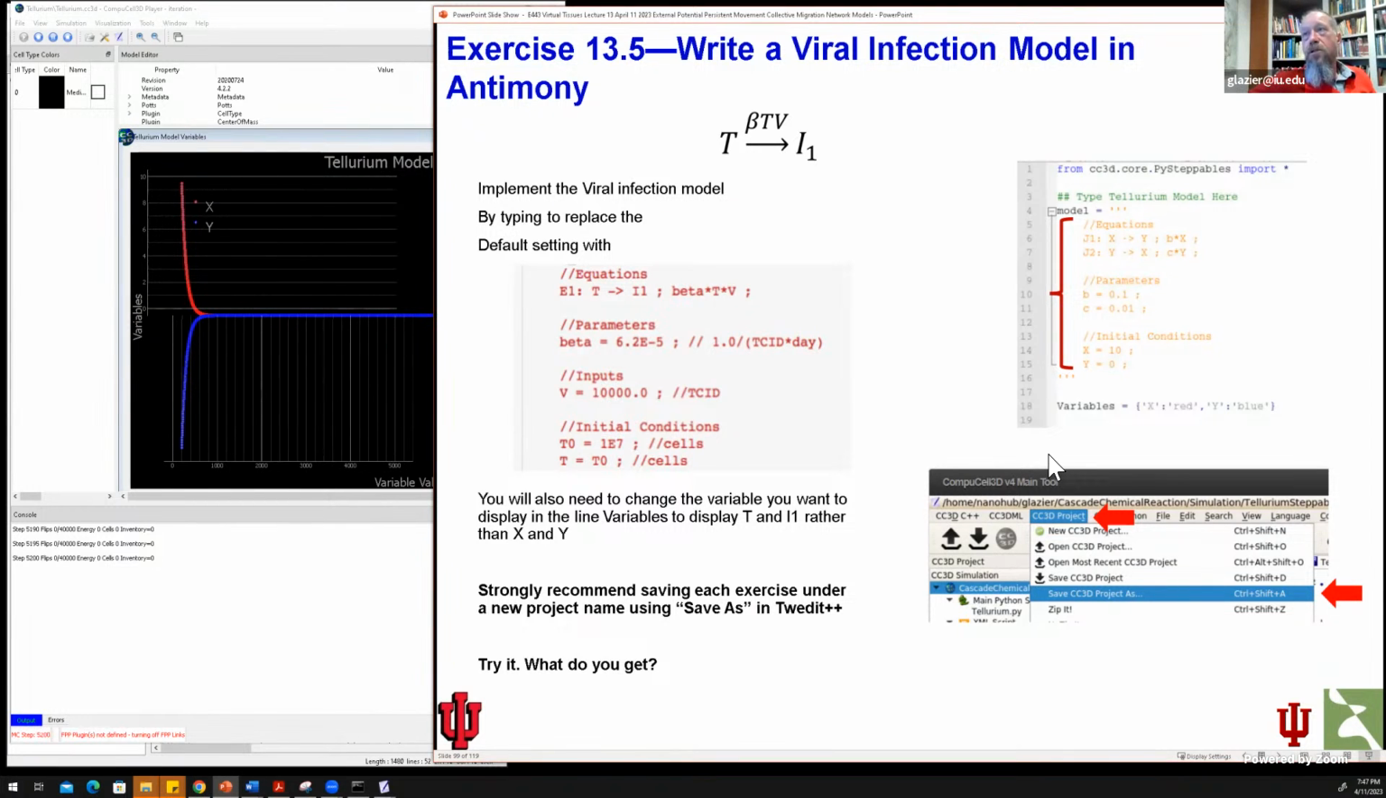Okay. So what I would suggest you do here is take this Tellurium model that we have here, which has 2 rate laws, and change it to be a single rate law. T goes to I1. And the only thing you have to do is in the line where it says variables, here we had X and Y. Here I would type T and I1. And you can try that. See if that works.